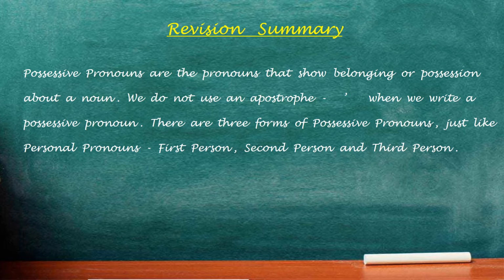Now we have possessive pronouns. Possessive pronouns are the pronouns that show belonging or possession about a noun. We do not use an apostrophe when we write a possessive pronoun. So possessive pronouns usually end with an S, like yours, ours, hers, theirs. There are three forms of possessive pronouns, just like personal pronouns: first person, second person, and third person.